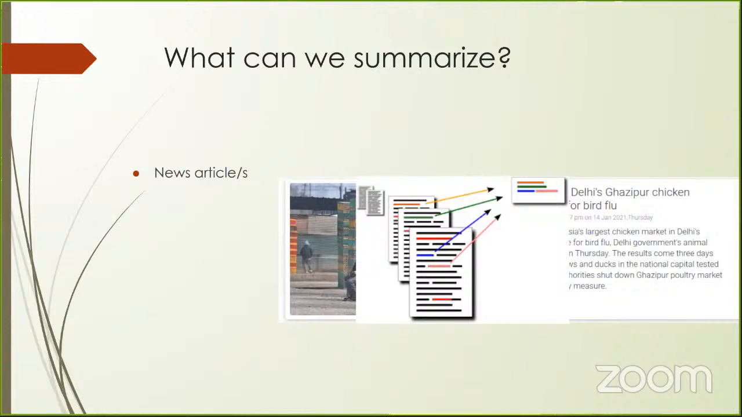The other way is you are reading about a particular topic in a newspaper or on websites, and there can be more than one article related to that topic. So you want to collate information from everywhere and just get one final summary, which is also called multi-document summarization. We'll come to that.